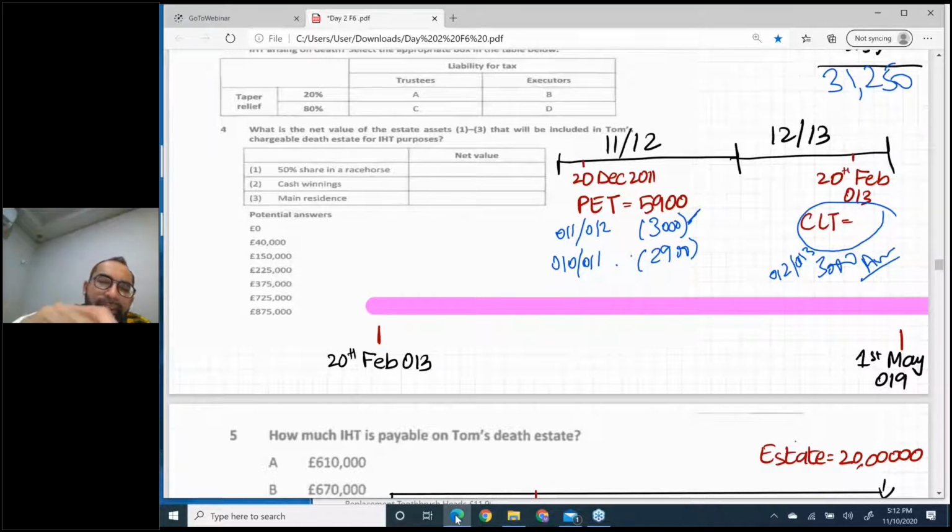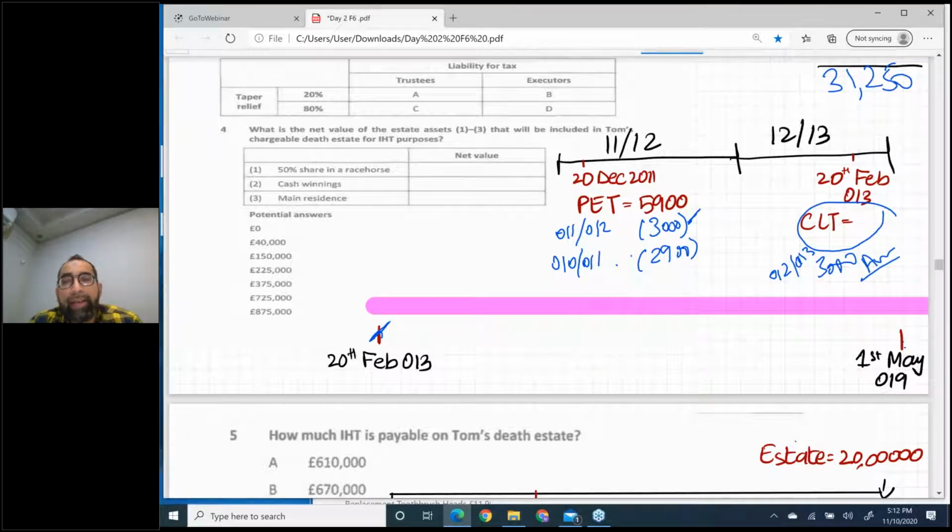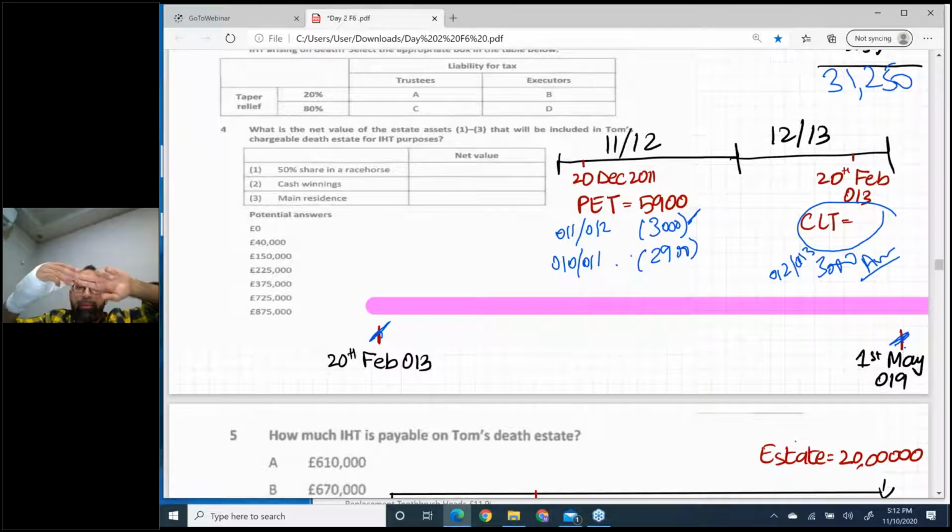The date of gift is 20th Feb 13 and date of death is 1st May 2019. Okay, right? Listen, let me count with you. From Feb 13 to Feb 14, Feb 15, Feb 16, Feb 17, Feb 18, Feb 19, but there is no Feb 20. He died before Feb 20.